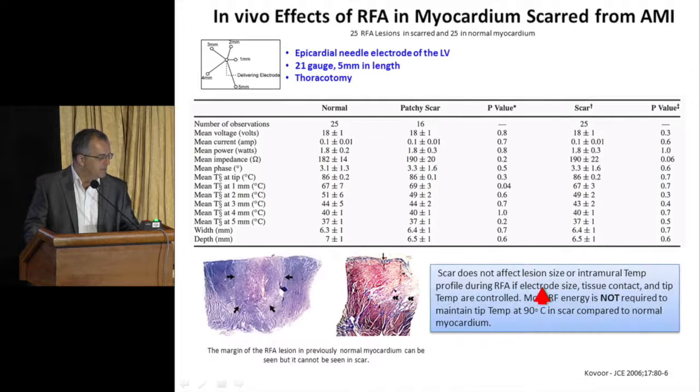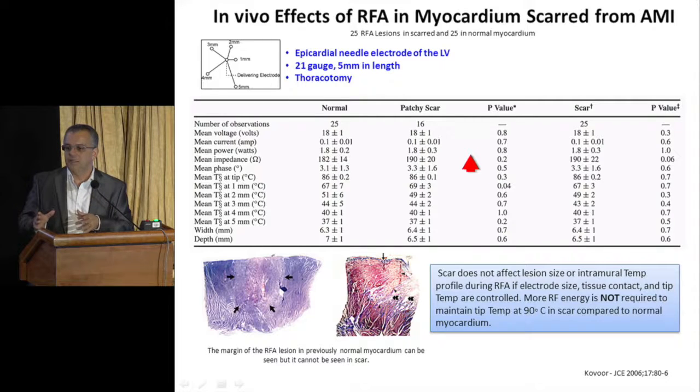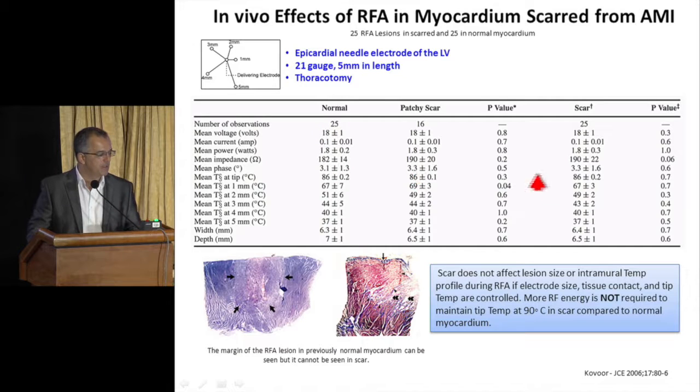There is also this other interesting paper showing what they did. They were basically working with a needle electrode and measuring temperature around this electrode. And as you can see here, it's a very busy slide, but to summarize it, the temperature profile and the size of the lesions were exactly the same when they were comparing normal tissue, patchy scar, or dense scar.